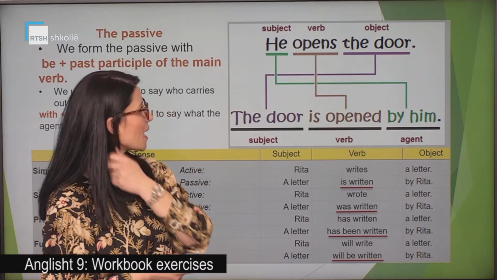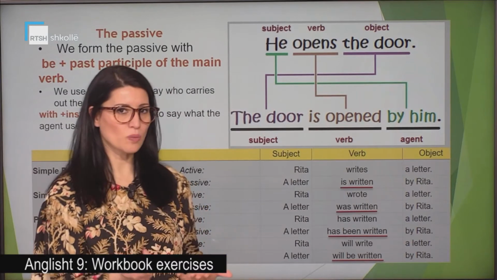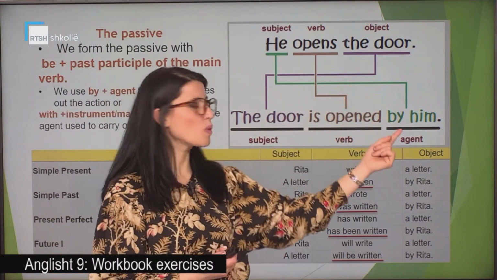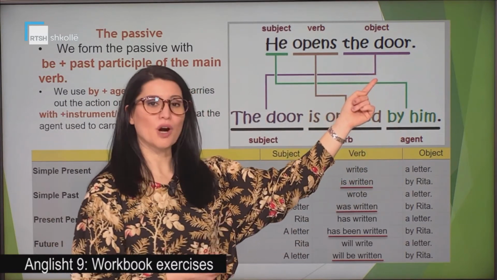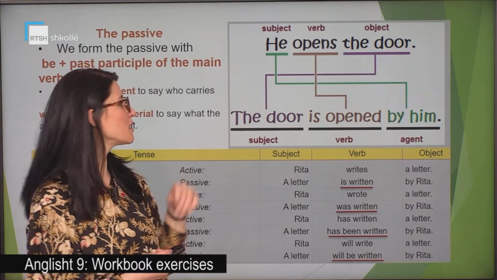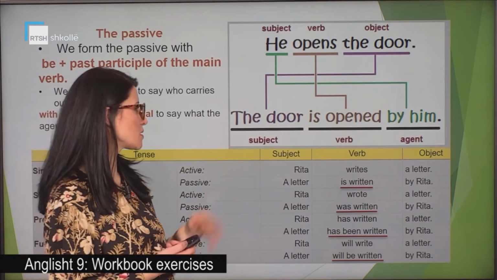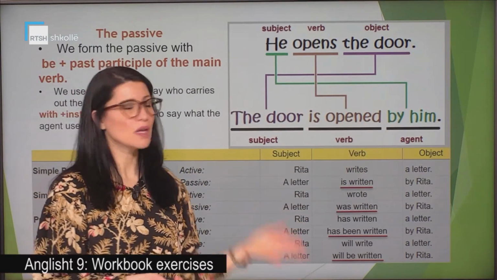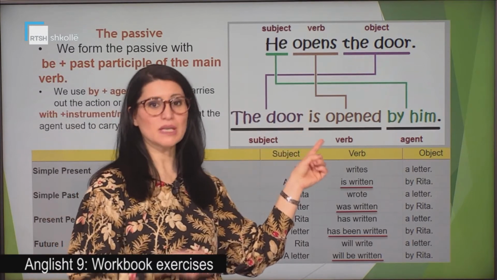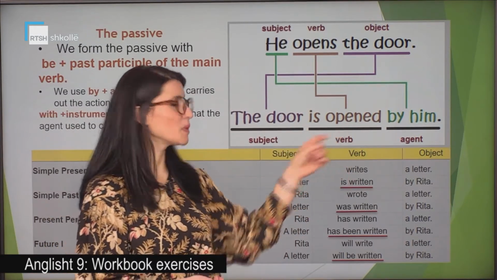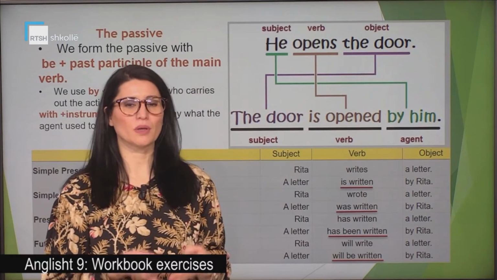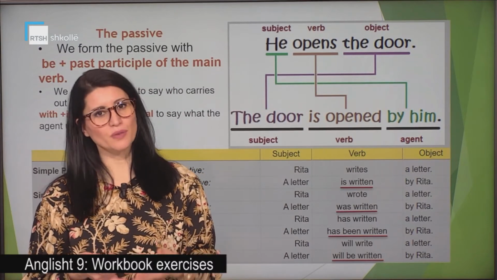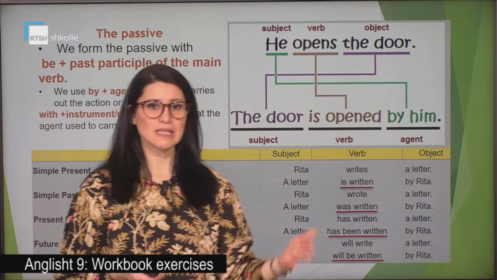Do you remember what happens with the subject and object of the sentence in the active? The subject becomes the object in the passive, and the object of the active sentence becomes the subject in the passive sentence. And here is the sentence. The door is opened by him. As we said, the verb is in the present simple, right? That's why we need the verb to be in the present simple. The past participle of the verb open is opened because the verb open is a regular one.